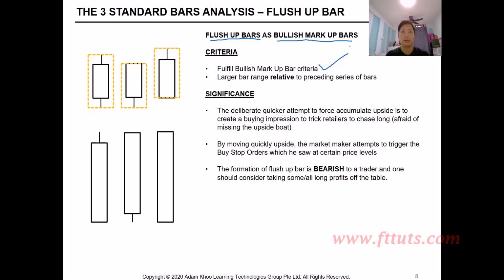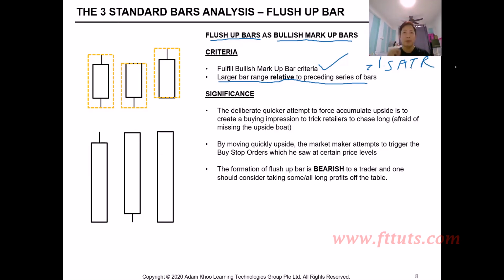The difference is that for a flush up bar, you want to see that the bar range is larger than the preceding bars. So what do you mean by larger relative to the preceding bars? We do not have an exact multiple and things like that, but usually it's at least 1.5 times the average range. We call it the average true range of the bars, at least 1.5 times.